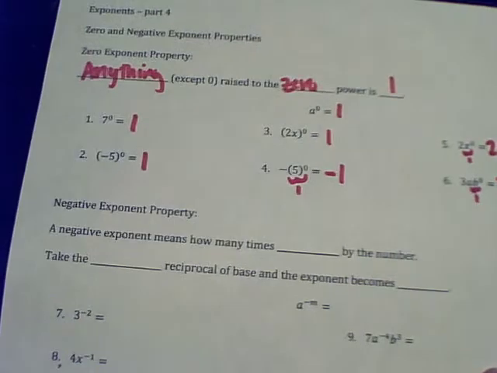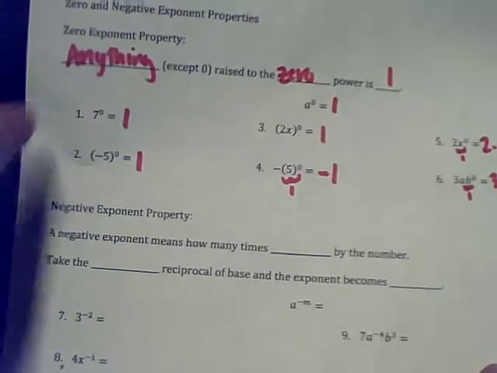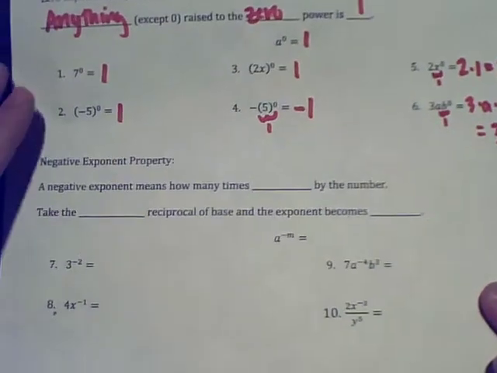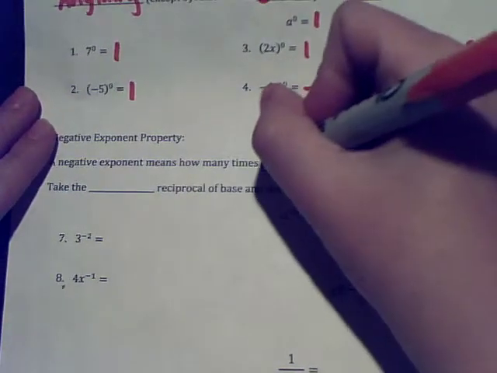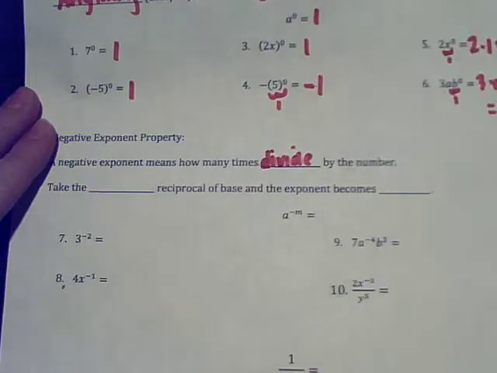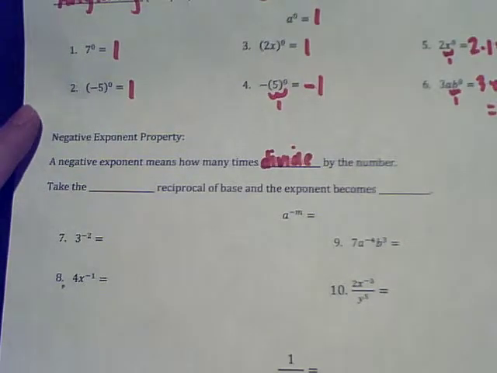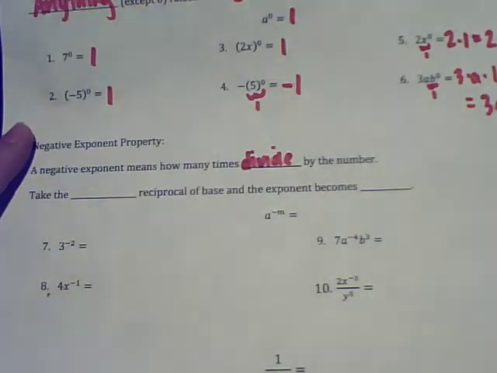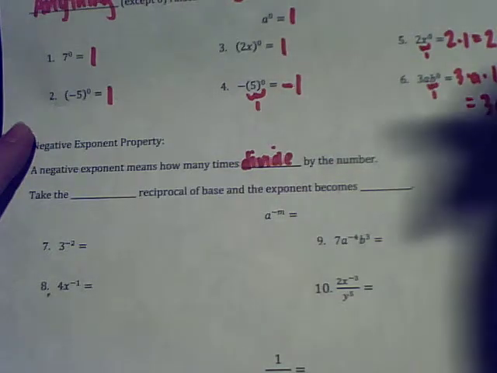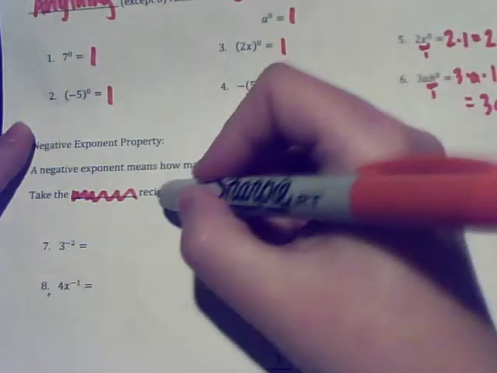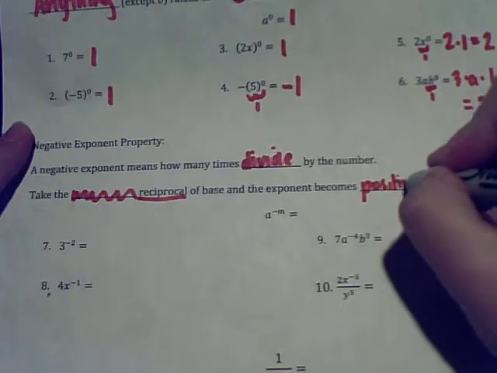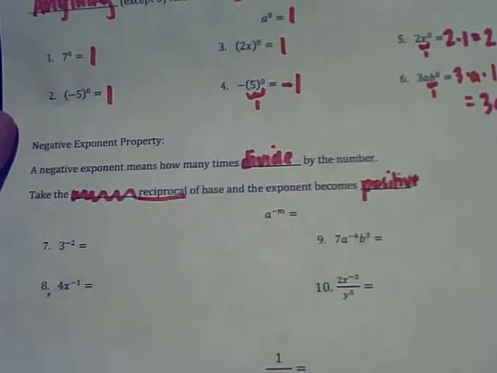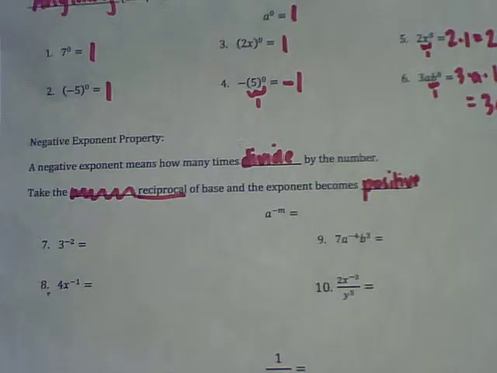Alright, moving on, if we look at negative exponents, we kind of discussed this when we divided, when you had negatives. A negative exponent means how many times you divide by the number. So you end up taking the reciprocal of the base and the exponent becomes positive. So that's the dividing part, the reciprocal.